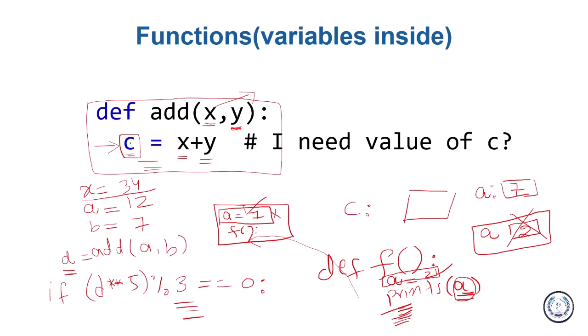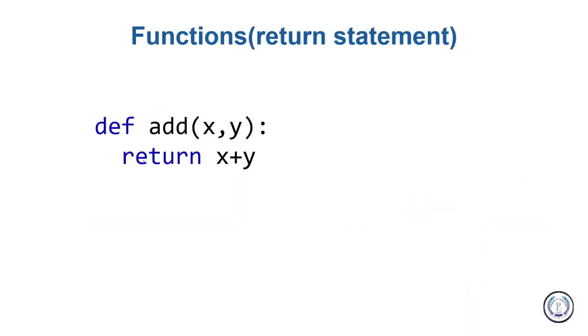But the problem here is how to access the value of this variable outside the function, because this is completely defined inside. How to access that? Well, there is a fix, and that fix is called the return statement. If you write the return statement, for example, you return x plus y. You might have saved these values, for example, c equals x plus y. That's okay. And then you say, okay, return c.